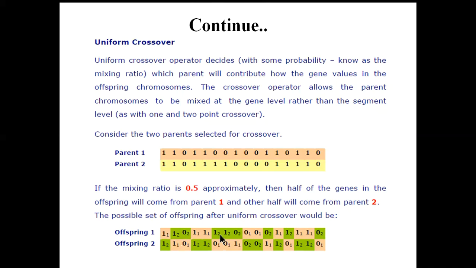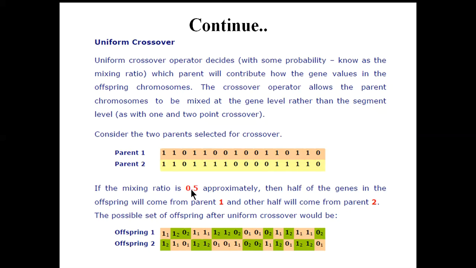You can see that 1 2 3 4 5 6 7 8, 1 2 3 4 5 6 7 8. So eight values are moving to offspring one from parent one, and eight bits are coming from parent two, and ultimately we get offspring one and offspring two. Here you can also see 1 2 3 4 5 6 7 8. So in each offspring, eight bits are from the original parent, and the remaining eight bits are from the second parent. Similarly for offspring 2, eight bits are from parent 1 and eight bits from the original parent 2. So this is the uniform crossover.